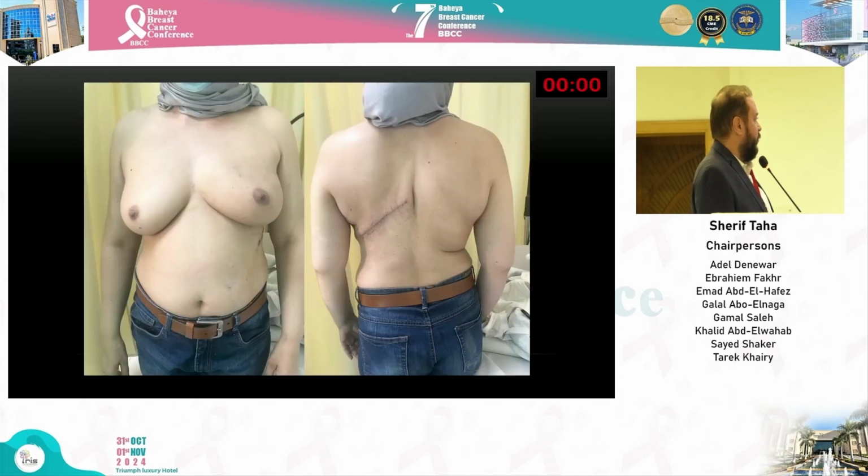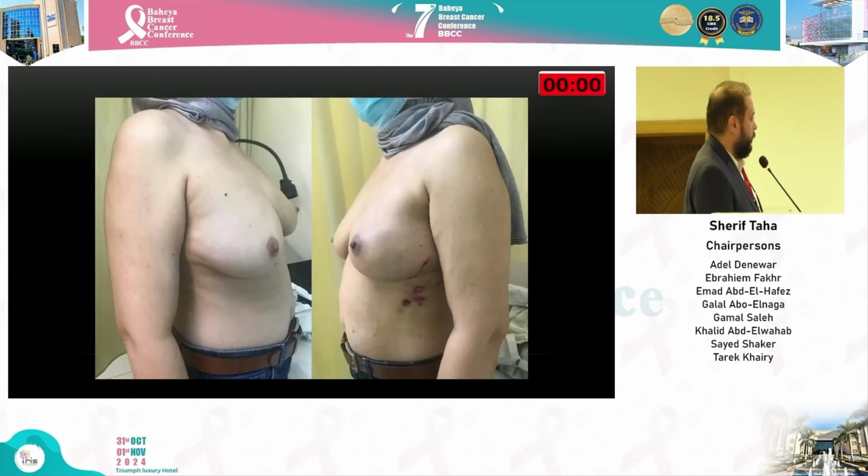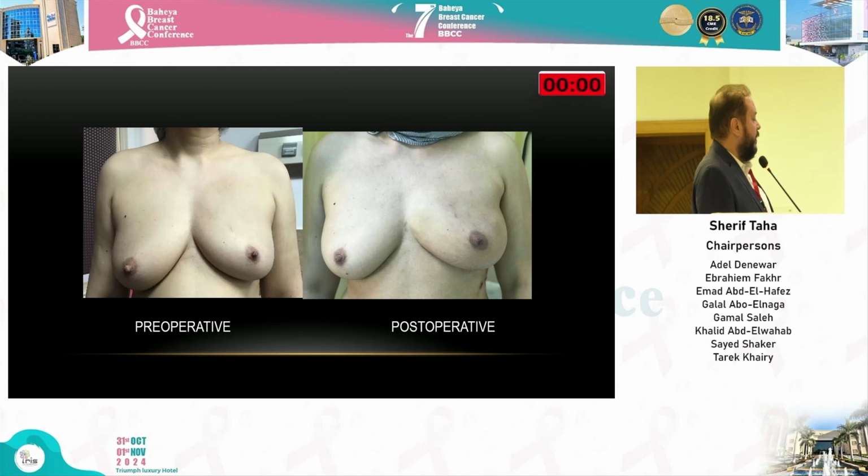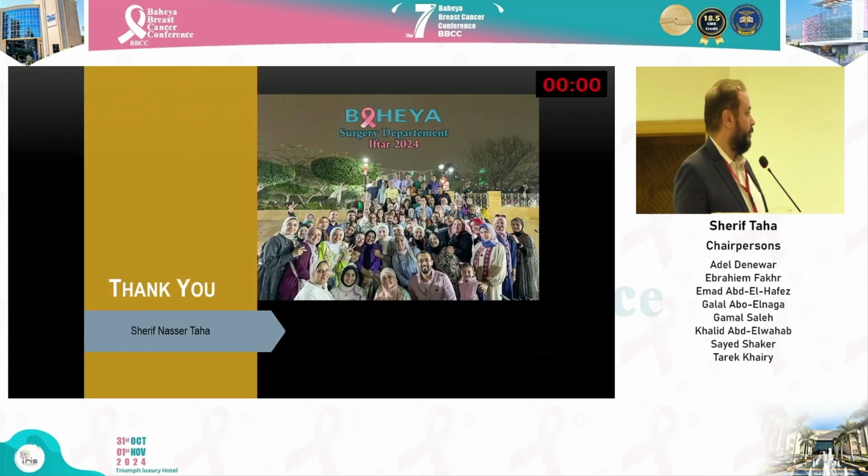Here's after 3 weeks, after removal of the drains, post-operative view, lateral views, 3 weeks post-operatively, and about 2 months post-operatively. And the pre-operative and post-operative look nearly identical. Thank you.